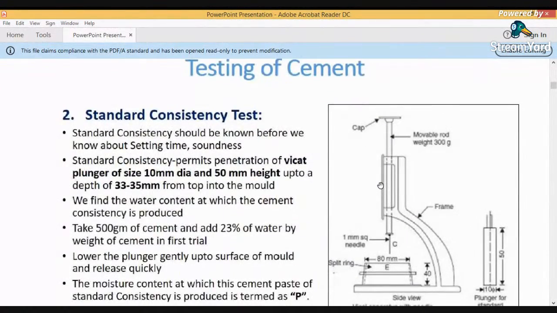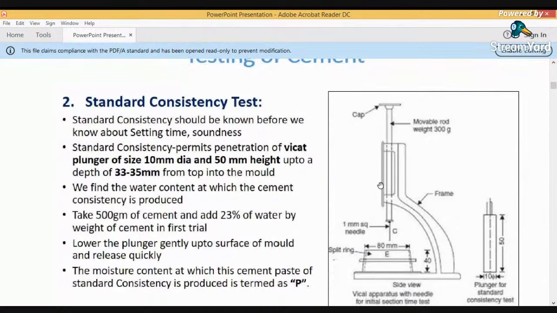Then there is the standard consistency test. Standard consistency means we have to know the minimum amount of moisture content present in this cement. Standard consistency should be known before we know about setting time. When you are measuring the setting time or doing the soundness test, before that you must do the standard consistency test.